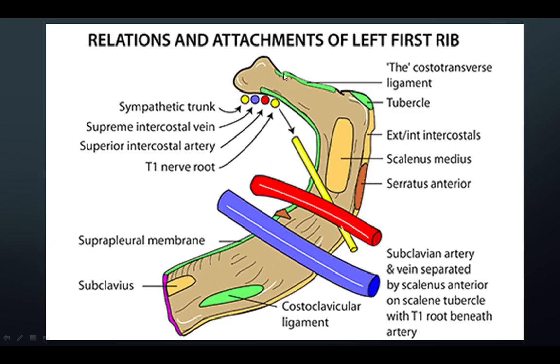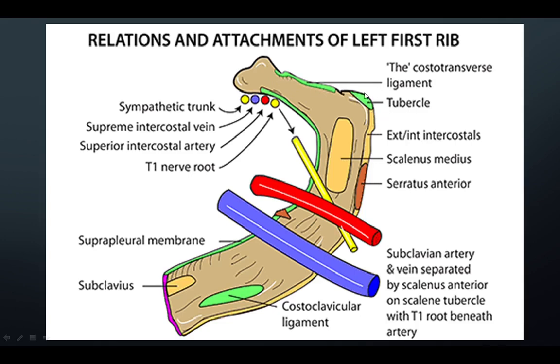Okay, so you can see this is the external surface border and this is the internal border. Into the internal border you have the attachment of something called the subpleural membrane. The subpleural membrane is attached to the internal border, and also the medial border of course, and to the external border you have the attachment of the costotransverse ligament here.